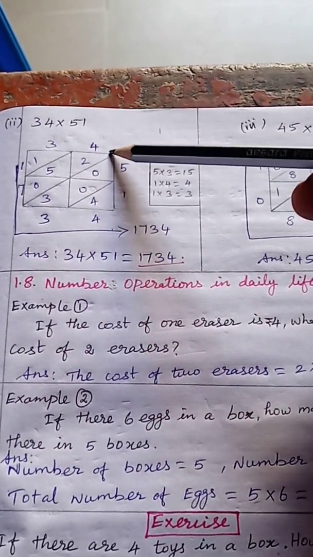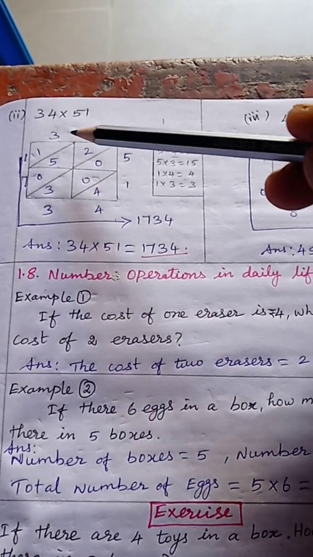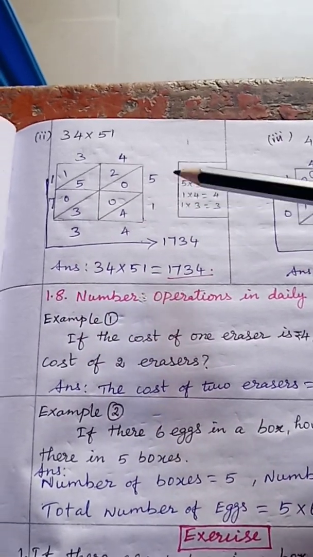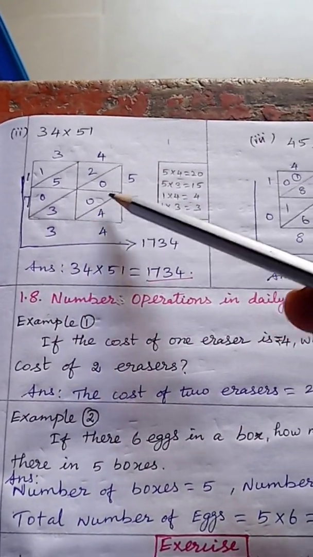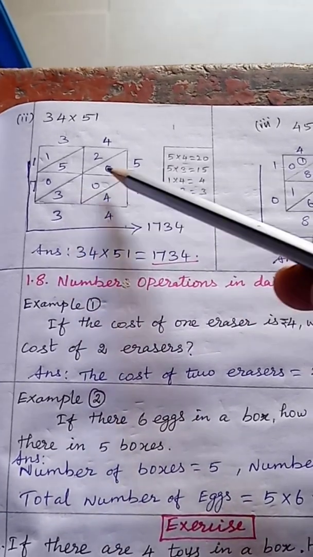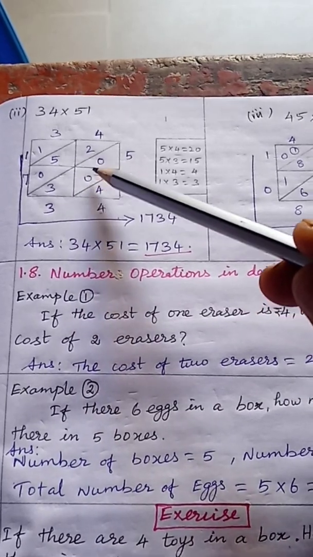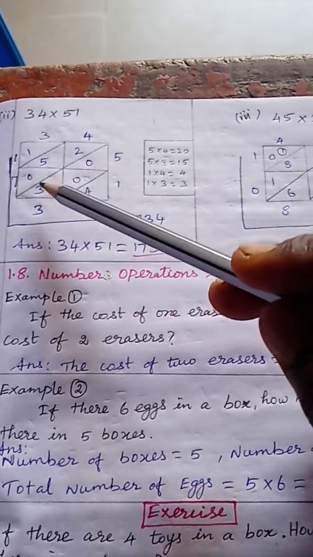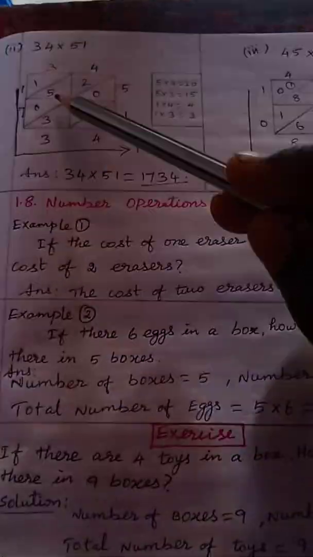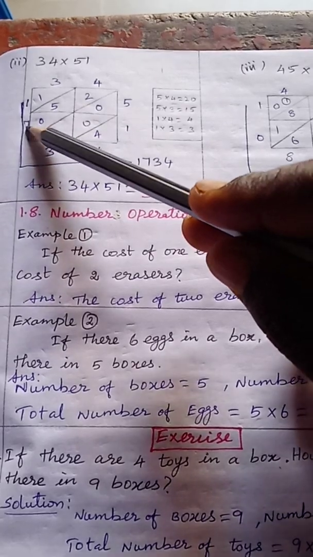Now 1 4s are 4, so write 0 up, 4 down. 1 3s are 3, so write 0 up, 3 down. Now add all the answers. Take only this box, 4 only is coming here. Now take this straight line, 3 plus 0, 3, again 3 plus 0, 3 only. Now take this straight line, 0 plus 5, 5, 5 plus 2, 7. So write 7 here.